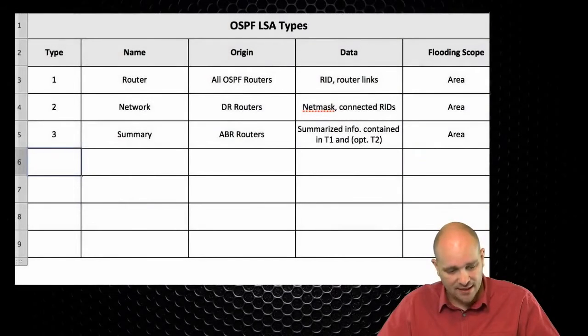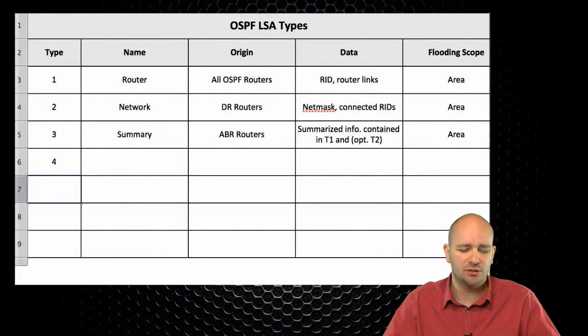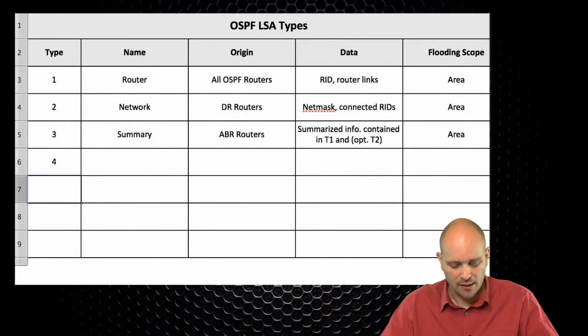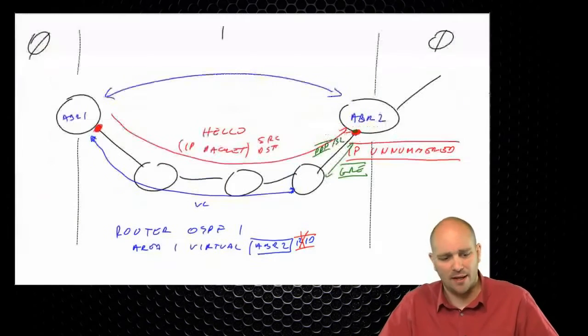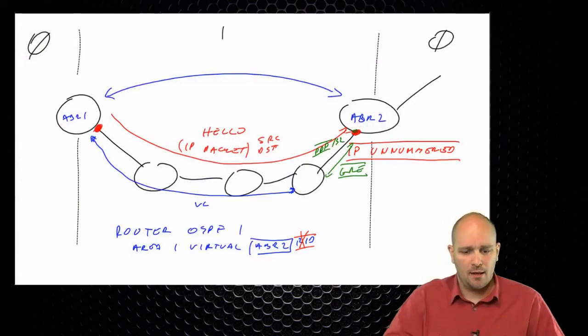Now, the next LSA is type 4, but type 4 is so incredibly complex that I cannot possibly explain it, so I'm just going to skip it. So type 5 is the external LSAs. Let me explain that.